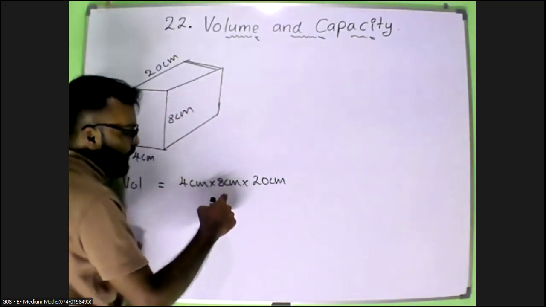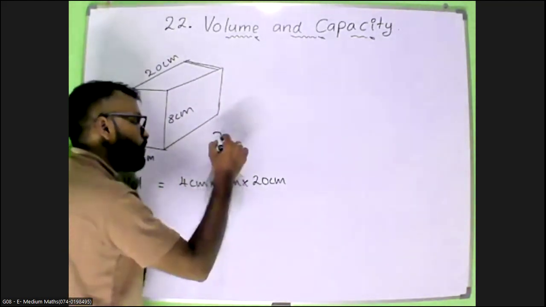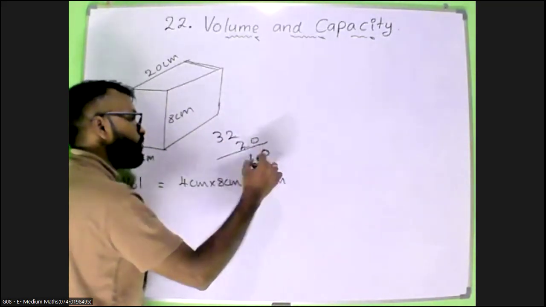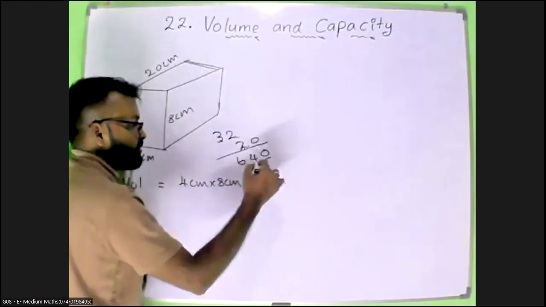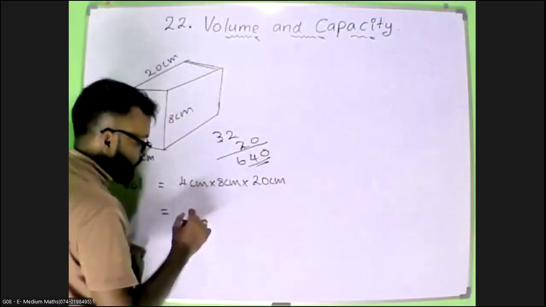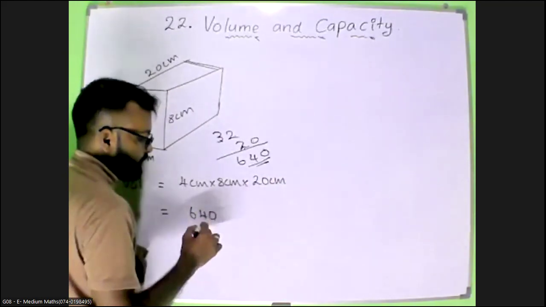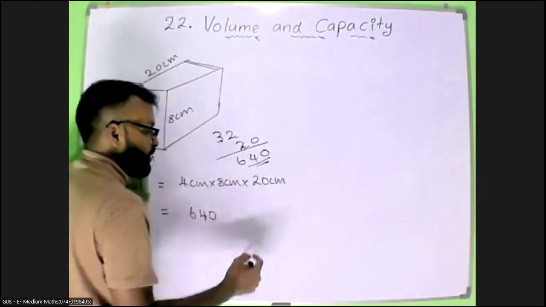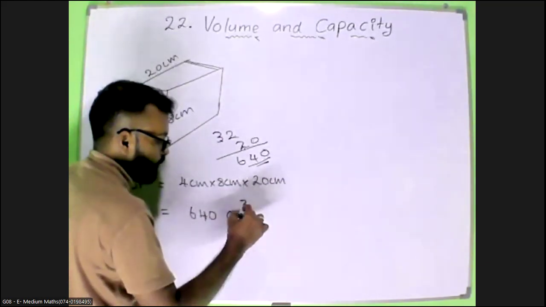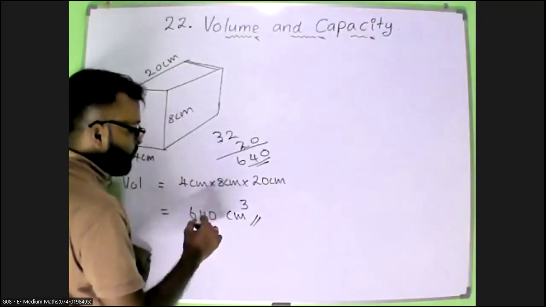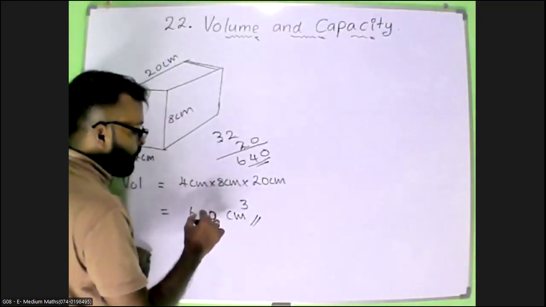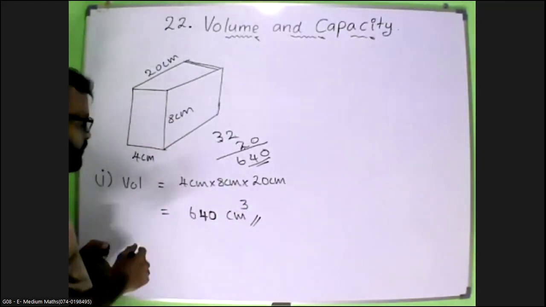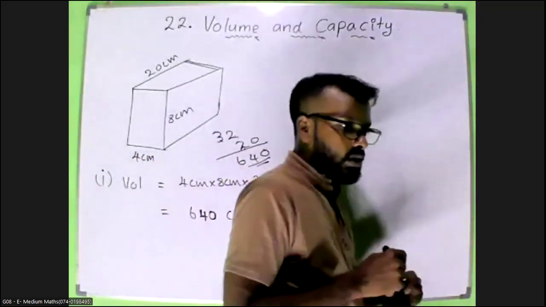4 times 8, 32. 32 times 20. Very easy. 0. 2 times 2, 4. 2 times 3, 6. Yes. 640. What is the unit? Centimeter times centimeter times centimeter, right? Centimeter to the power 3. 640 cubic centimeter.